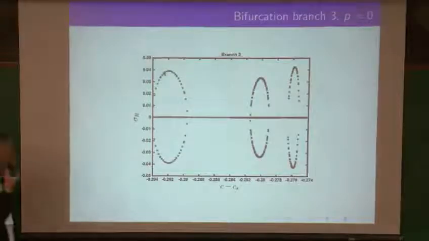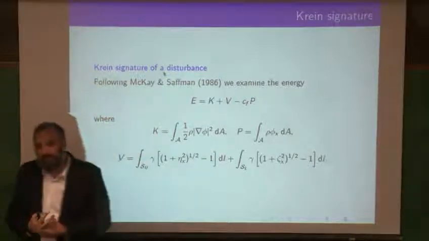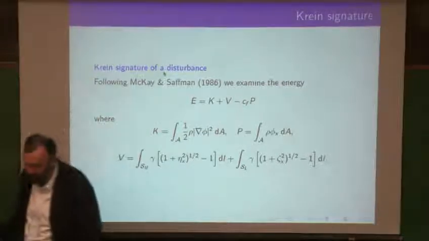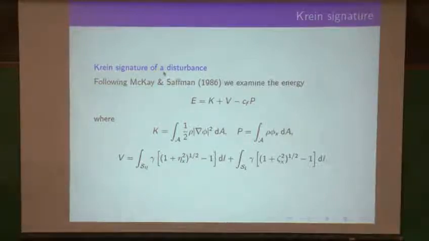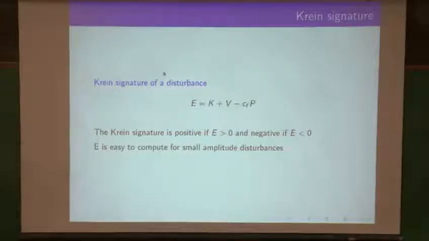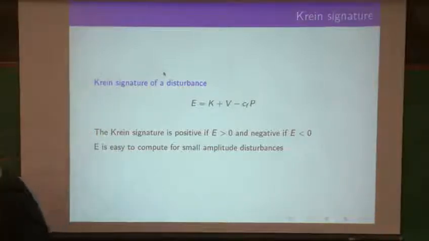Now in the last few minutes, we try to explain in some cases what happens using the Krein signature of a disturbance. So we followed MacKay and someone, and they look for the energy and so on. For small amplitude waves, you can write this in a moving frame in this form, where P is the momentum, and CF is the speed of the frame, which can be CS or CA. Again following MacKay, you can look at this E, whether it's positive or negative. It means that they have different signatures. You can define them positive when it's positive, or negative when it is less than zero. And it's easy to calculate for small amplitude disturbances.